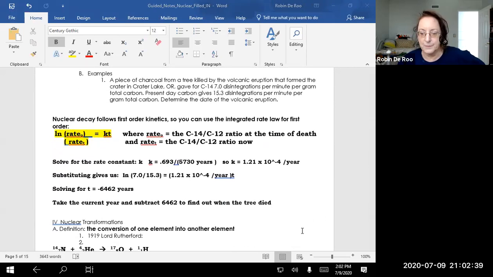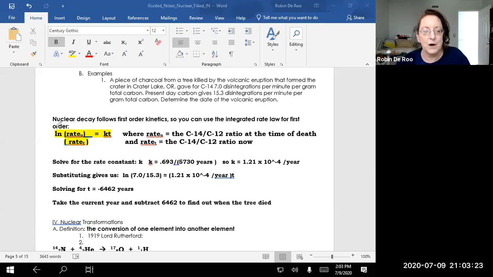So let's do a problem. The problem is giving us charcoal that's from a tree, and it gives a carbon 14 of 7 disintegrations per minute per gram, and present day carbon gives 15.3 disintegrations per minute per gram. We're asked to determine the date of the volcanic eruption, which is what killed the tree. So remember, nuclear decay always follows first order kinetics. So you can use the integrated rate law for first order.